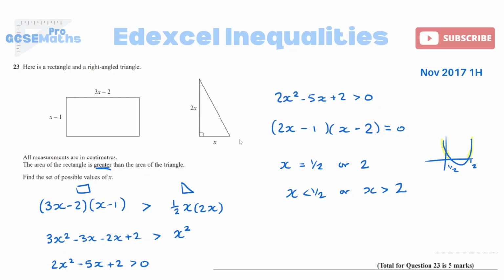So for the triangle, both of them could work. You could have a half. However, it says x is less than a half. It can't go to negative, can it? You can't have a negative side length. So that one, not really sure.